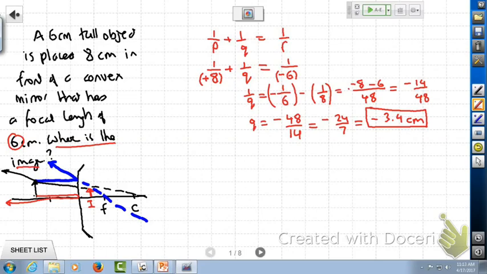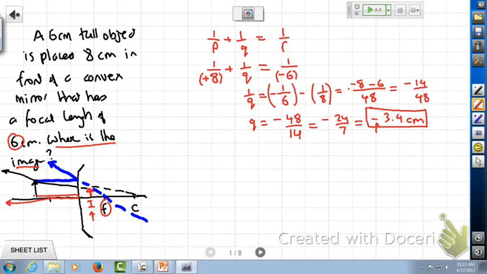And what's the sign convention for your image distance? If it's positive, it's in front. If it's negative, it's behind. Or we could also say virtual, yeah? So virtual or behind the mirror, and basically a relatively short distance. If that was 6, that's 3.4. So it makes sense, yeah?